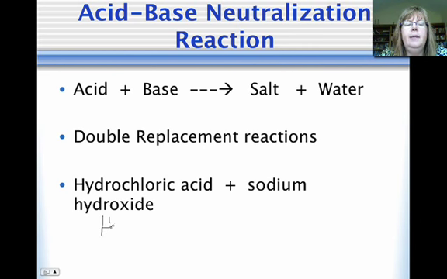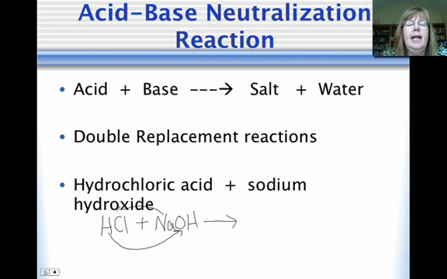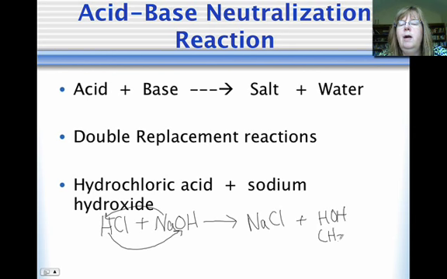Hydrochloric acid, HCl, and sodium hydroxide. So again, the double replacement: this H goes with the OH and that Na goes with the Cl. And so our products are sodium chloride, that's a salt, and HOH, also known as H2O. When we say a salt, it doesn't necessarily have to be sodium chloride like our table salt. It could be just an ionic compound where we have a metal and a nonmetal.